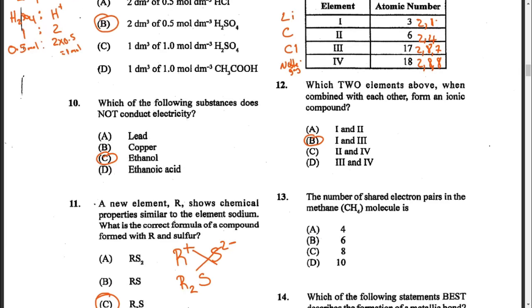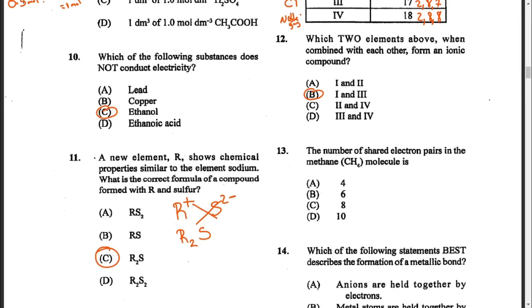Question 13. The number of shared electron pairs in the methane molecule is? Let us draw the methane molecule and see what we are working with. So this is the methane molecule. Each line represents a bond. Within each bond, there are 2 electrons. So 2 electrons there, 2 there, 2 there, 2 there. Let us count the pairs now.